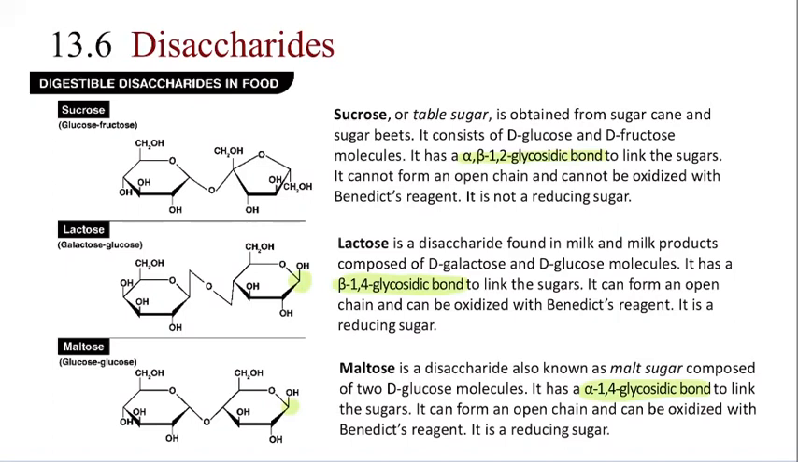But when it comes to maltose, understand that if we put it in the Benedict reagent, because we have that anomeric position in one of the sugars, we are able to see that this is a reducing sugar, okay?